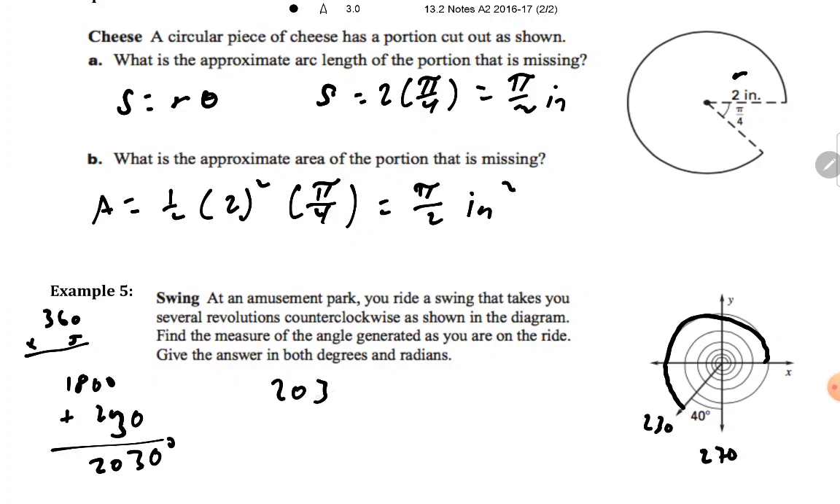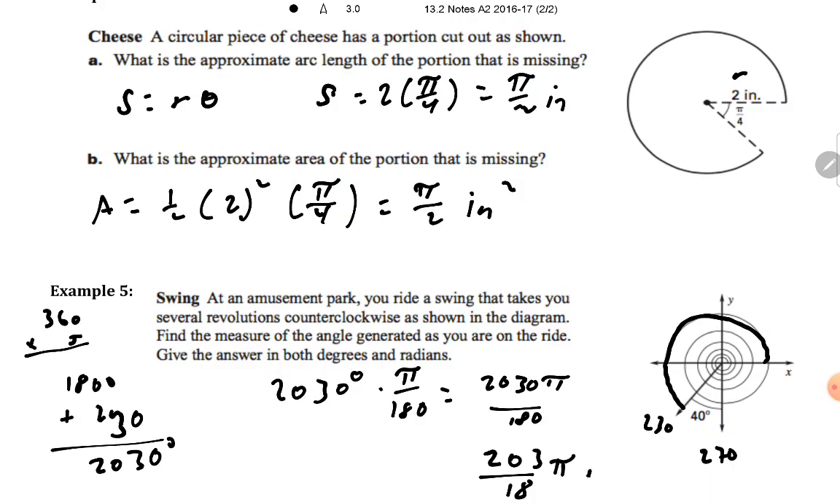So 2030 degrees, and then we're going to convert it to radians by multiplying by pi over 180, which is 2030 pi over 180, which reduces to 203 over 18 pi radians.